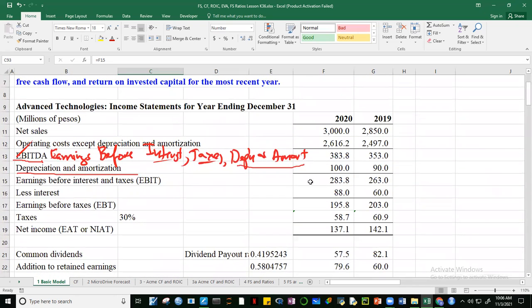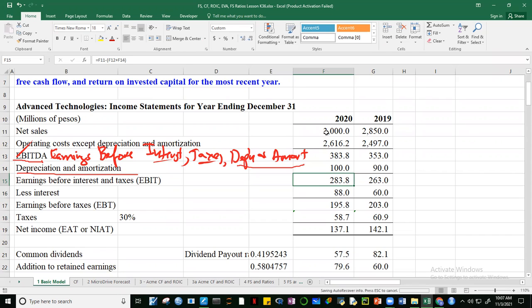Here, EBIT. Let's suppose, when will EBIT be negative? EBIT will be negative, guys, if the operating costs were more than the sales. So you have operating costs excluding depreciation and amortization, and you have depreciation and amortization. The total operating cost is 2,616 plus 100, that's 2,716. So the sales was 3,000 less total operating cost of 2,716. Then you have a positive EBIT.